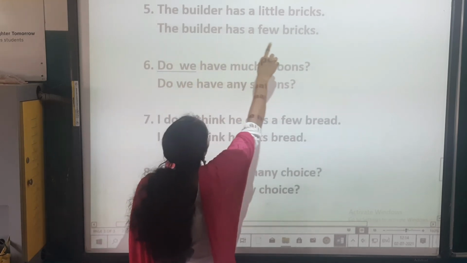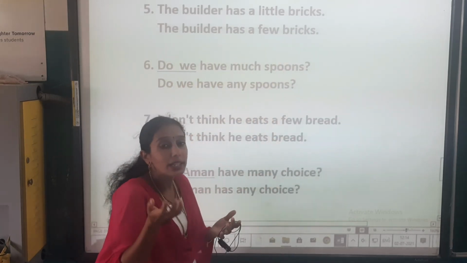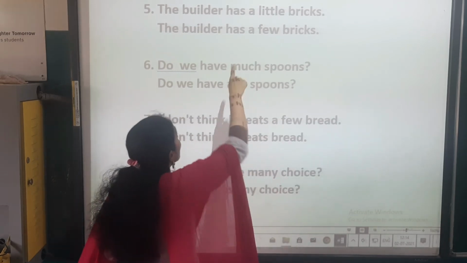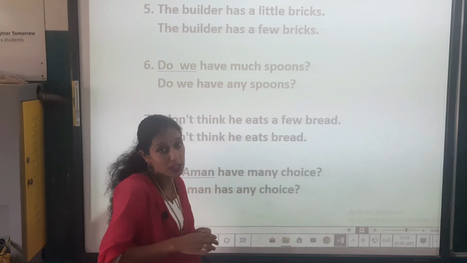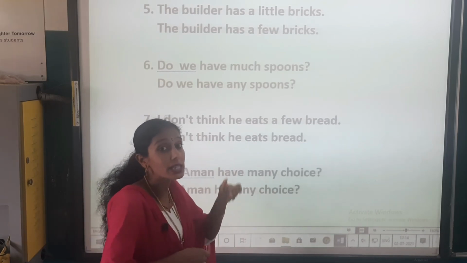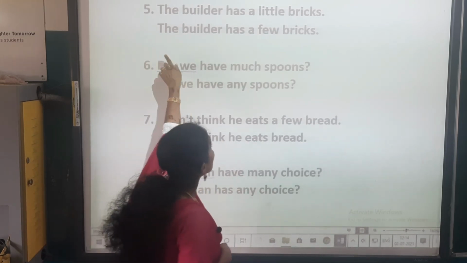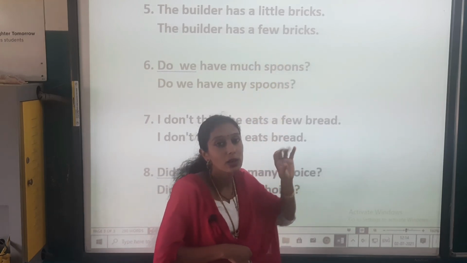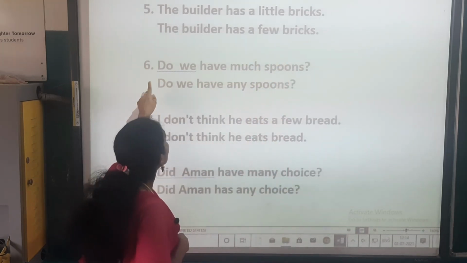The builder has a little bricks. Little stands for something liquid, uncountable. But here little is the wrong word that has been used. So you have to correct the sentence, and what are you going to write? The builder has a few bricks. Few bricks. Okay, children? Next one.